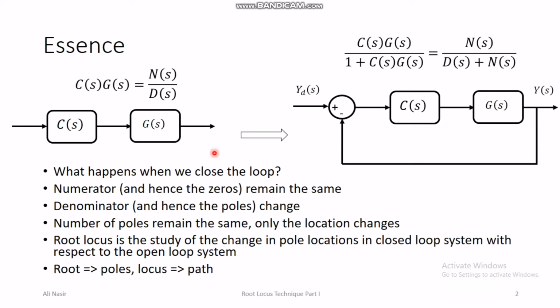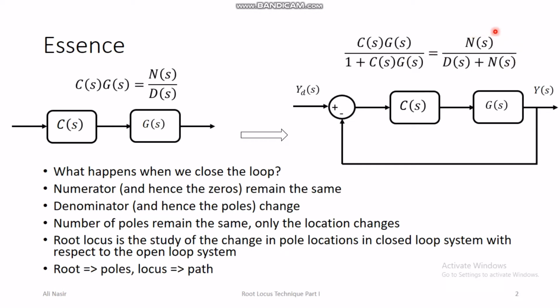So what happens when we close the loop? In the open loop, the transfer function from here to here is C(s) G(s), which has some numerator polynomial and some denominator polynomial, both polynomials of s. Denote the numerator by n(s) and the denominator by d(s) for this open loop transfer function. When you close the loop, the closed loop transfer function, as we have already discussed, is the direct path divided by 1 minus loop gain. When you calculate this, it turns out to be something like this.